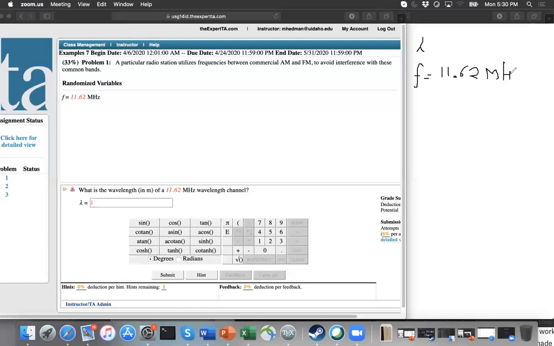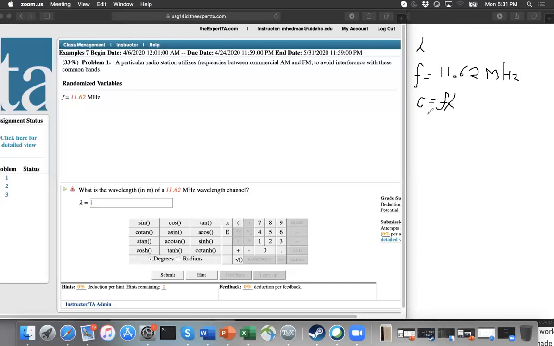And just to apologize again for my ability to draw with this system. So this is what we want. This is what we know. What relates those two? Well, it's this relationship that the speed of light is always the frequency times the wavelength. That's a relationship that connects those two quantities.